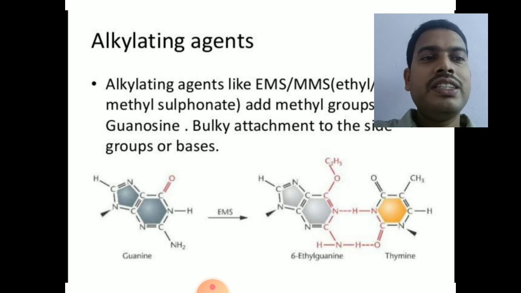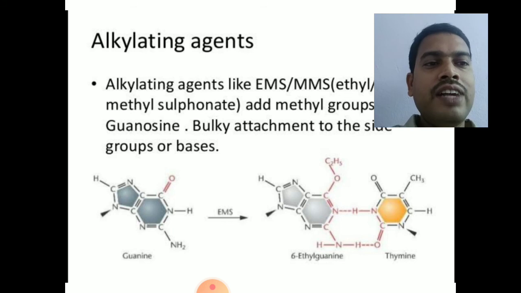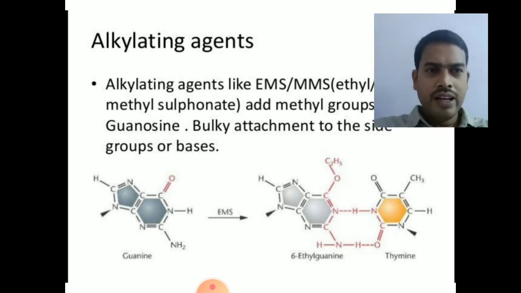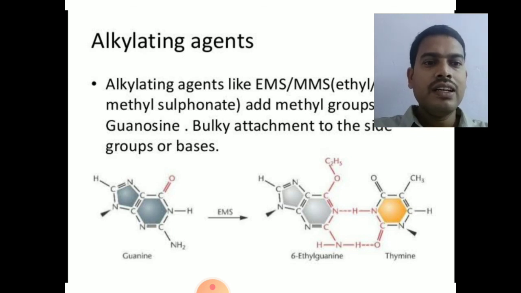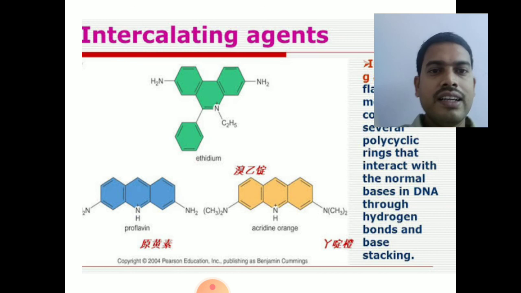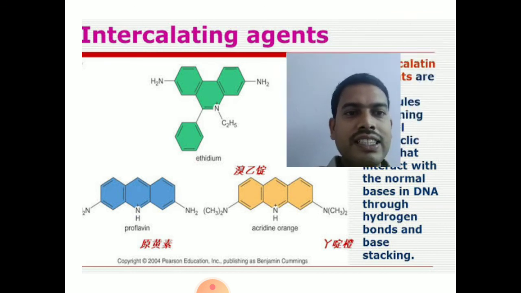Generally A will bind with T and G will bind with C. So that is Watson-Crick base pairing. Whenever there is a mutagen or an agent that changes the nitrogen base structure, adenine will bind with cytosine and guanine will bind with thymine. That is shown here in alkylating agents. So that is alkylating agents. The next one is intercalating agents.